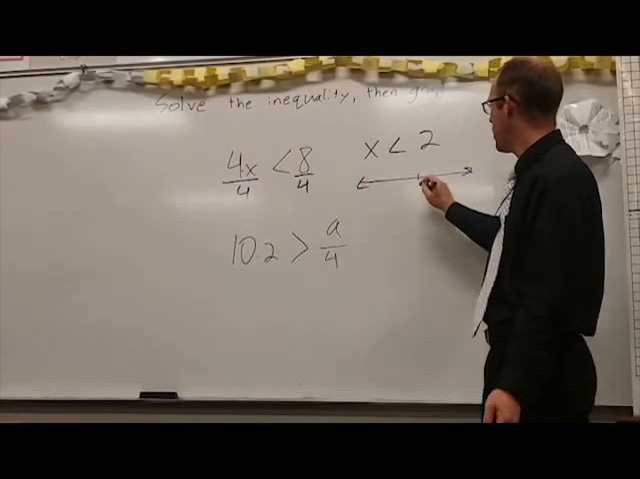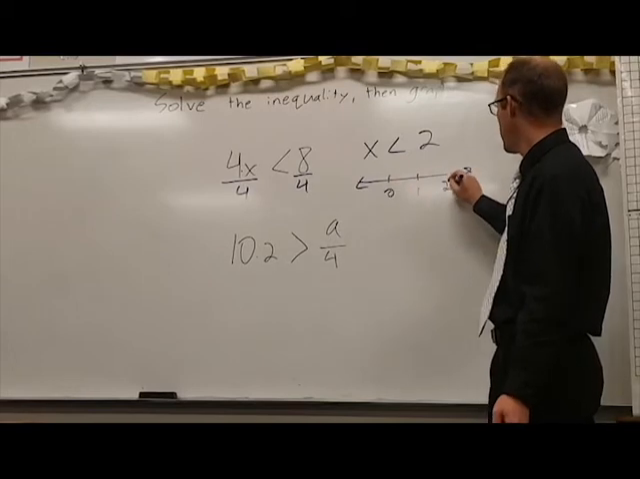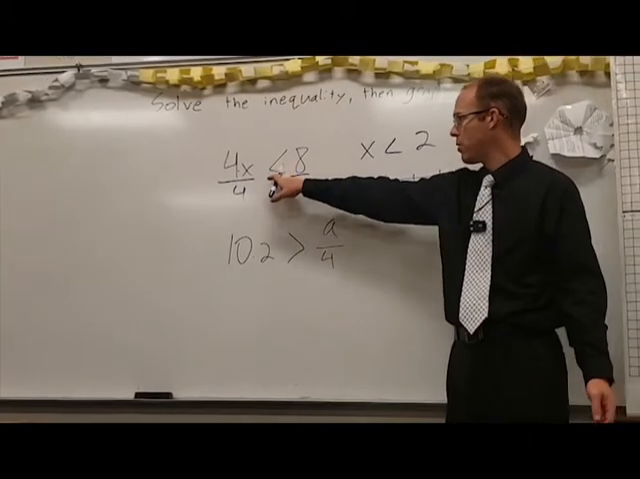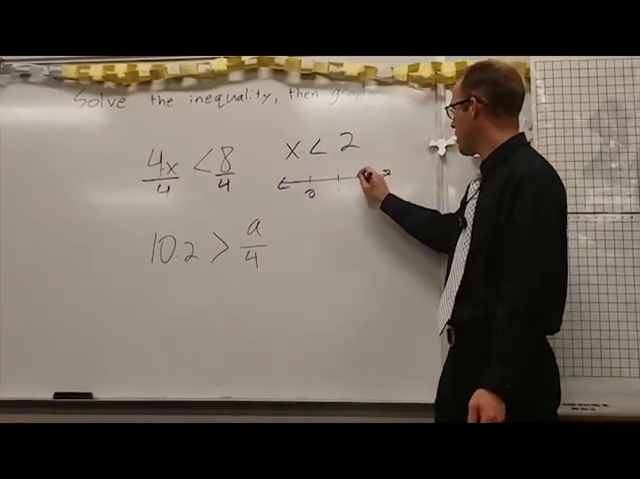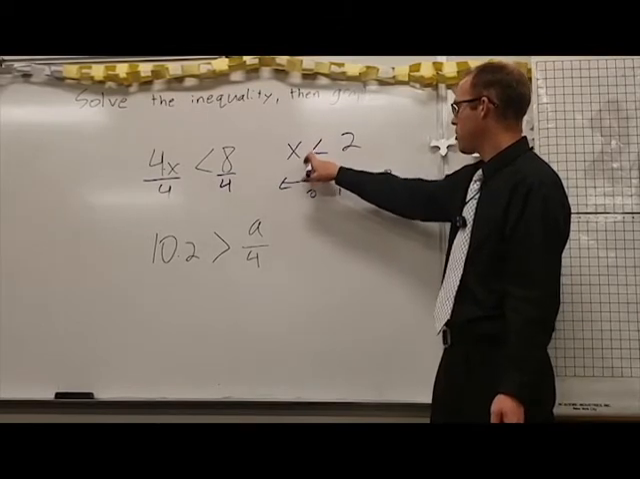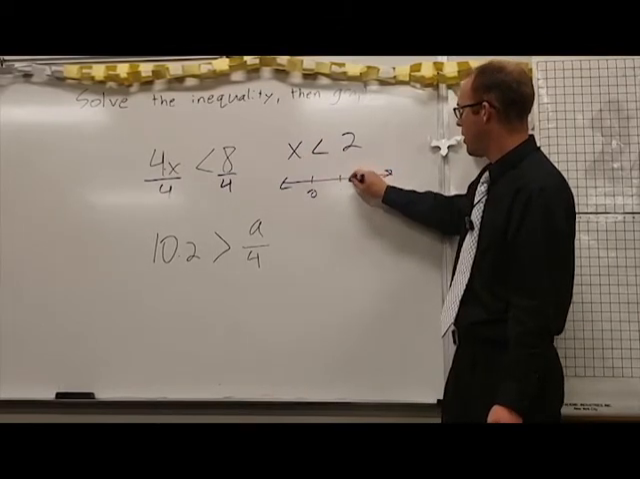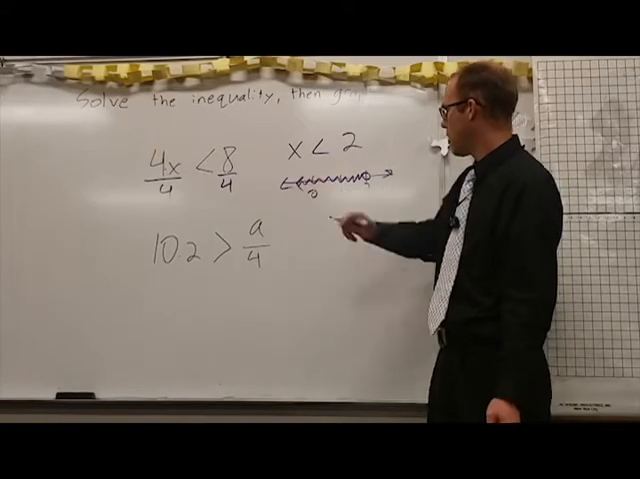Graphing that, here is 2. We're going to have an open circle because we don't want things to be equal to. Our numbers are less than 2, and that means we're going to shade to the left.